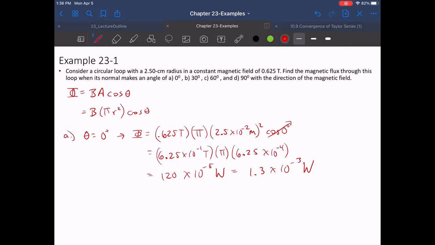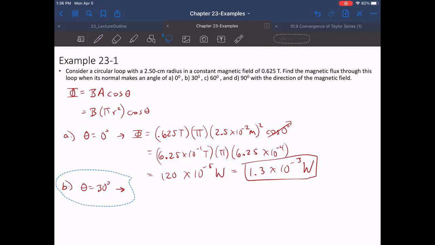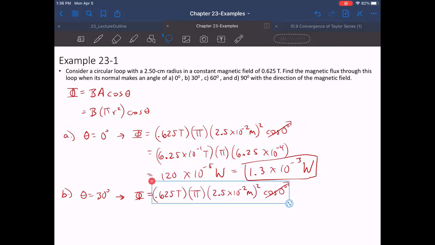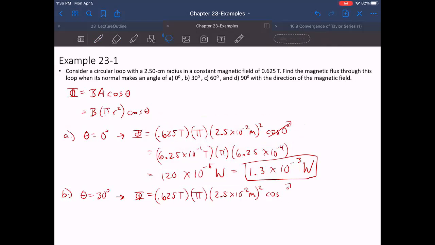And then let's do B. What do we have to change for B? Just the angle, right? Here, theta equals 30 degrees. And so we're going to do the exact same thing. So that was our answer for A. So this will be flux equals all of this, except this cosine won't be of zero, it'll be of 30 degrees. Okay? What is the cosine of 30?